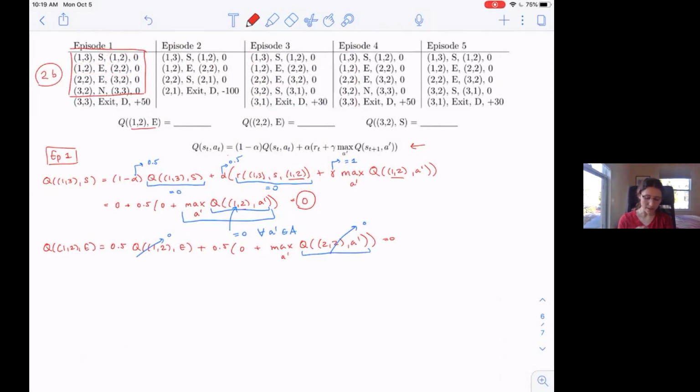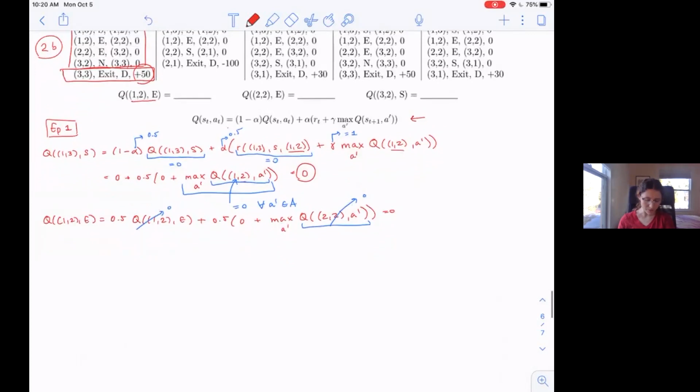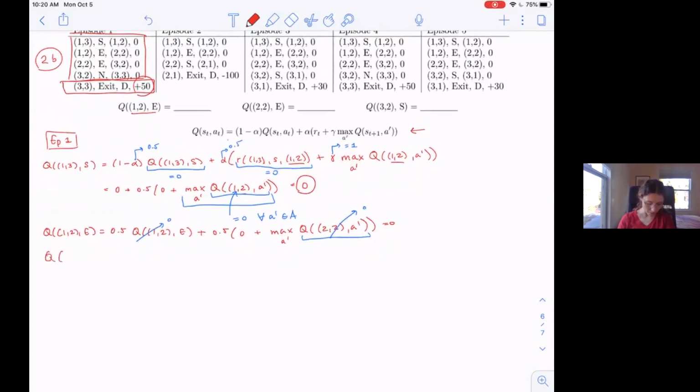That's because they always have 0 intermediate reward, and we haven't updated any relevant Q functions yet. It's only when we see this final sample here at 3, 3, when we take the action exit, that we see a non-zero immediate reward that's going to eventually propagate through the other relevant states that depend on it. So I'm just going to quickly write here that Q of 2, 2 east will also be 0 in episode 1, and Q of 3, 2 north.